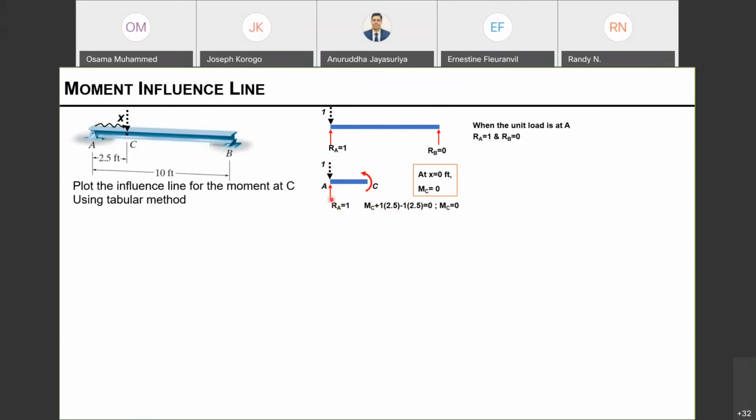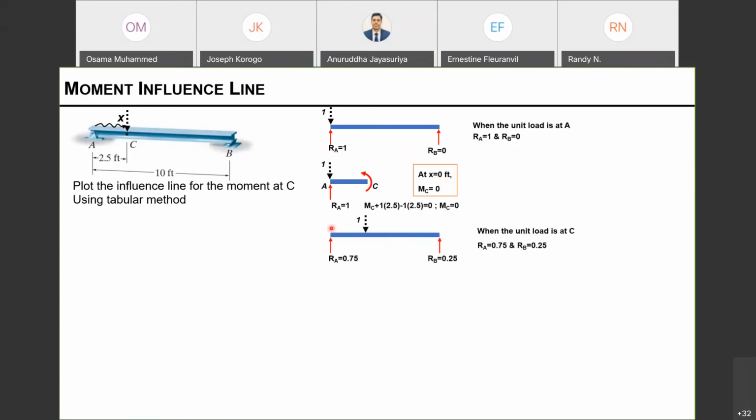And we have the reaction. This is rotating clockwise, therefore I have a negative sign. This is against the positive sign convention. That's why I have a negative. So the load is 1 kilonewton, or maybe 1 unit load, times the distance, which will be the same, 2.5. The whole thing should add up to 0 because the AC member is in equilibrium. By simplifying this, I get to know that MC is equal to 0. So therefore, at x equals 0, the moment at C is 0.